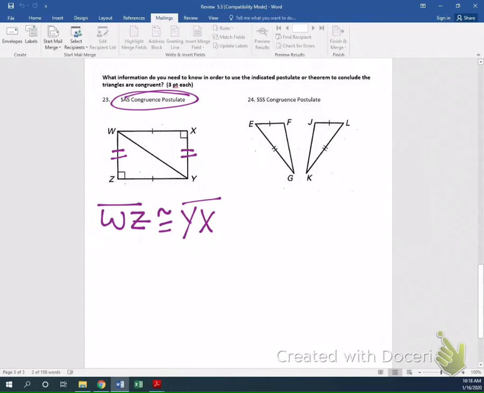All right, and then the last one, side, side, side. I have the sides. I have the sides. FG. So I need FG to be congruent to JK. Great. All right, this quiz is all we're doing tomorrow.